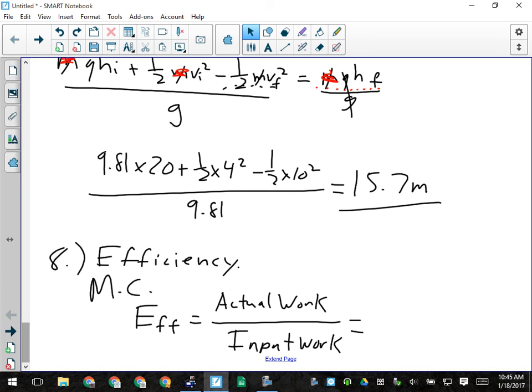Questions on any of that stuff? All right, let's have a look at a couple of work energy theorem problems here.